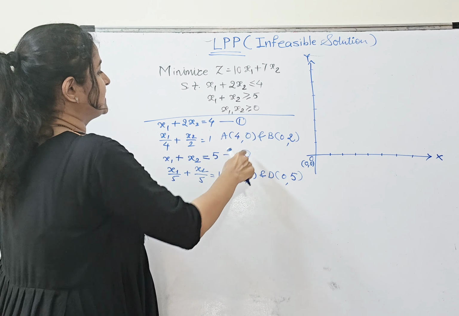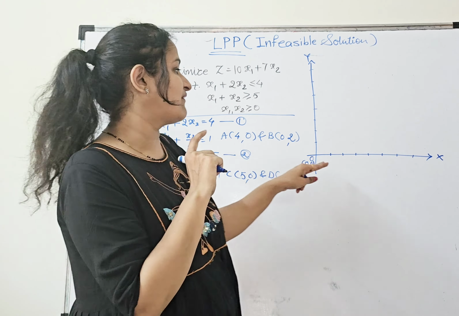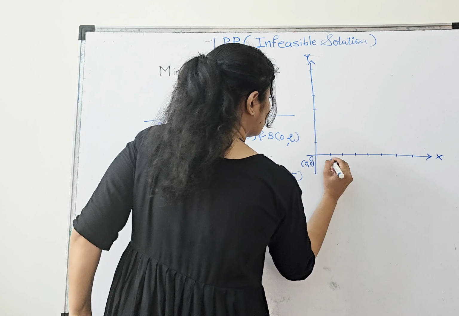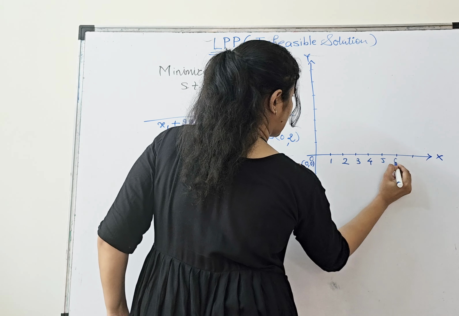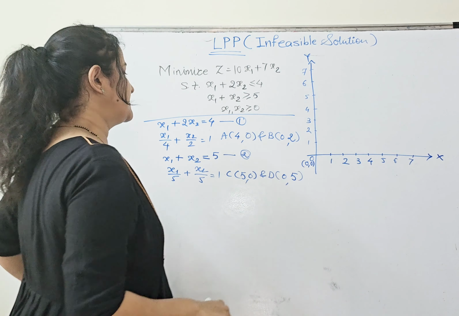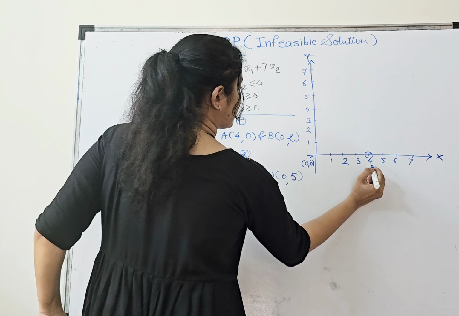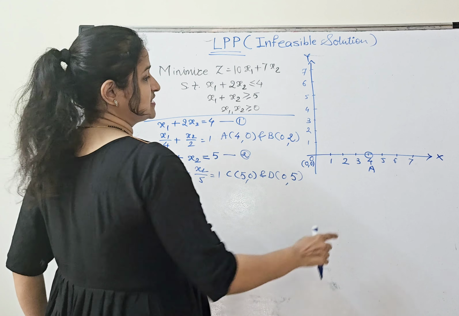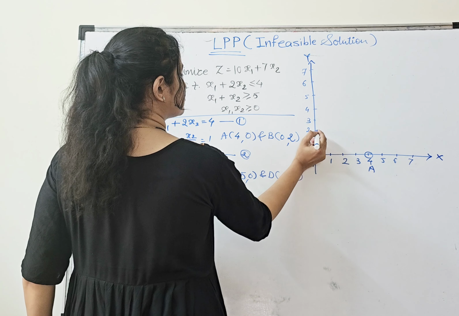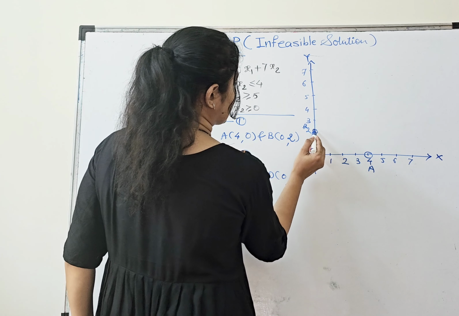For that, take a look at the coordinates first. The maximum value you see is 5, right? So I can have a gap of 1, or 0.5, whatever you feel good. So 1 is also good. 1, 2, 3, 4, 5, 6, 7. Yes. Let's plot the points. Point A is 4, 0: 4 on the x-axis, 0 on the y-axis. So this is A. Now next is B. B is 0, 2. So 0, 2 is this. Correct? This is B. Let's join these 2 points to form line number 1.